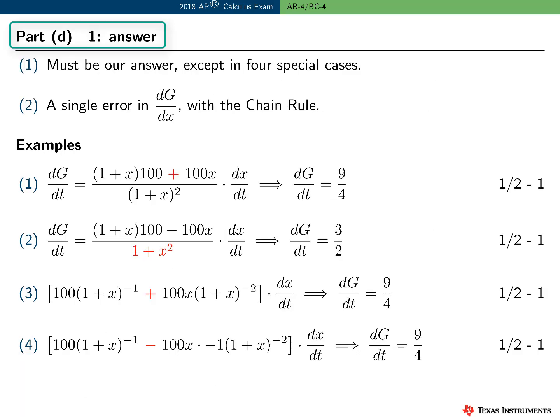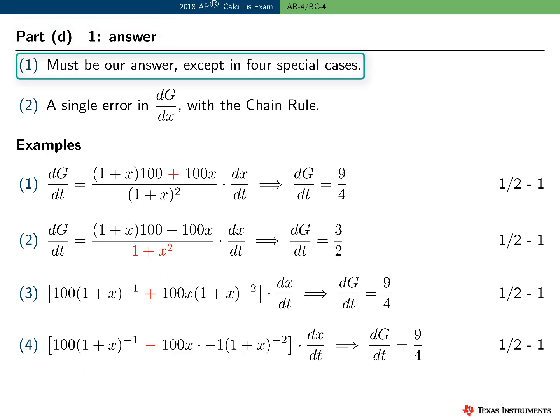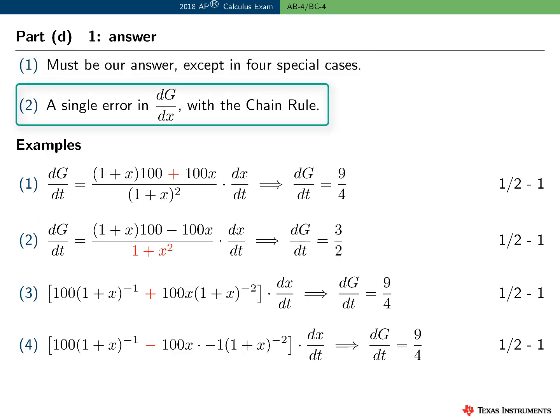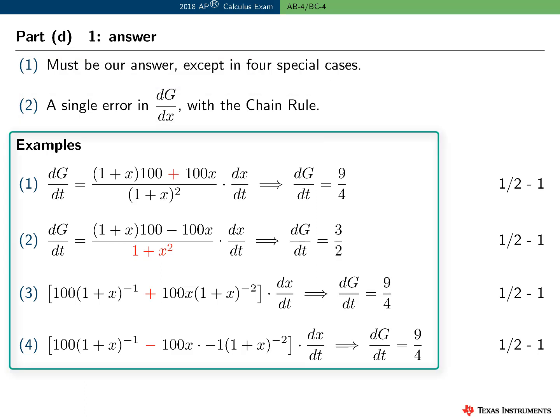The third point in Part D is for the answer. The response must be our answer, except in the 4 special cases mentioned previously. These 4 cases involve a single error in dg/dx with the chain rule. And here are the 4 special cases. In each case, the error is highlighted in red. There is a single error in dg/dx, and the student has produced the correct consistent answer. In each case, the student earns one of the first 2 derivative points and the answer point.